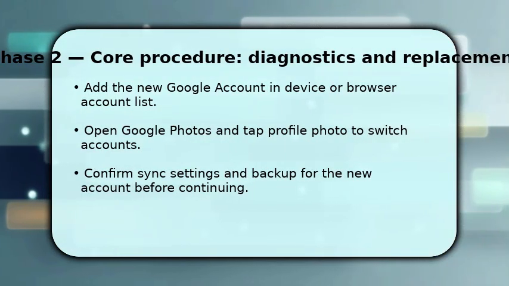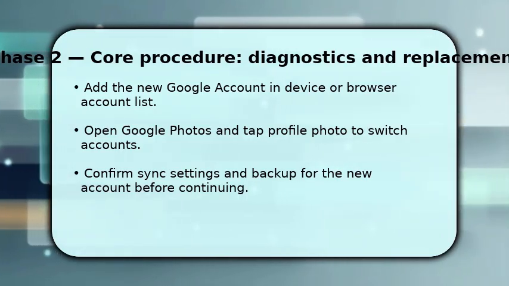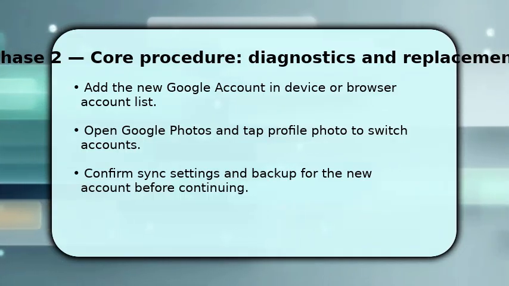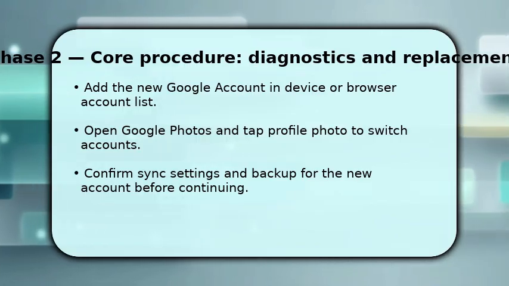Next, add or switch to the Google account you want to use with Photos. On mobile, go to Settings, Accounts, Add Account, then Sign In. On desktop, use the Profile menu to add another account. Once added, open Google Photos and select your profile photo to switch accounts.